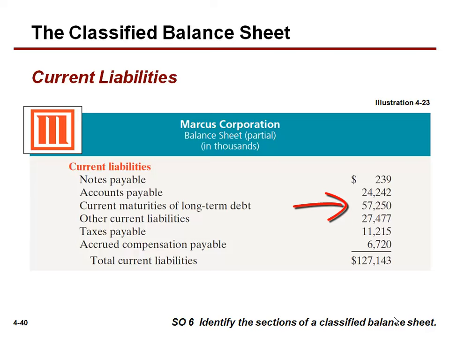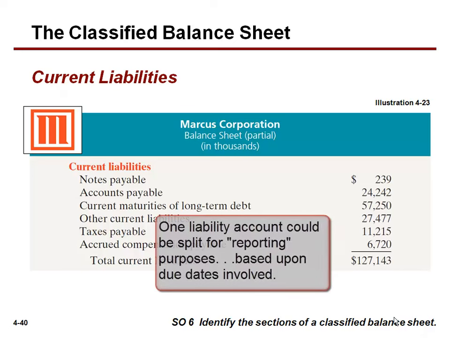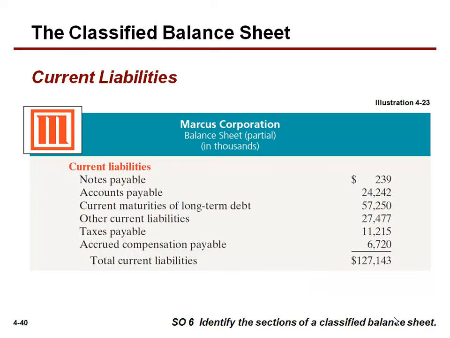When we look at the next category of non-current liabilities or long-term liabilities, we'll also see a long-term debt number. Now, the $57,250 that we see here comes from the same account that another number on the next page comes from. The total of long-term debt in this company's balance sheet totals $60,625,000. However, $57,250,000 are due within the next 12 months, and therefore they're classified as a current liability.